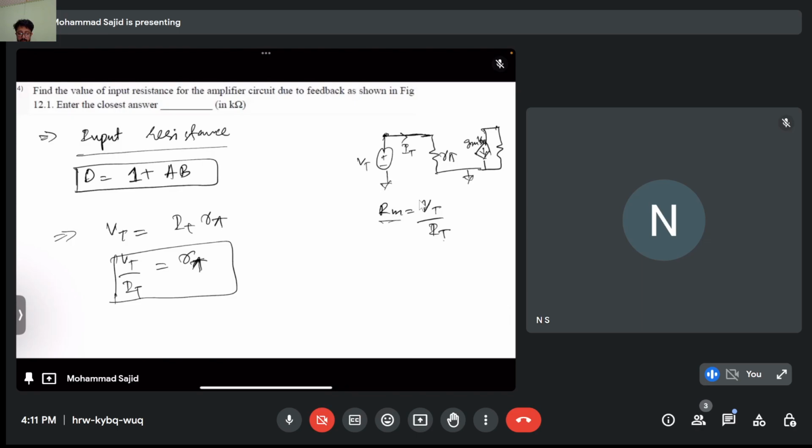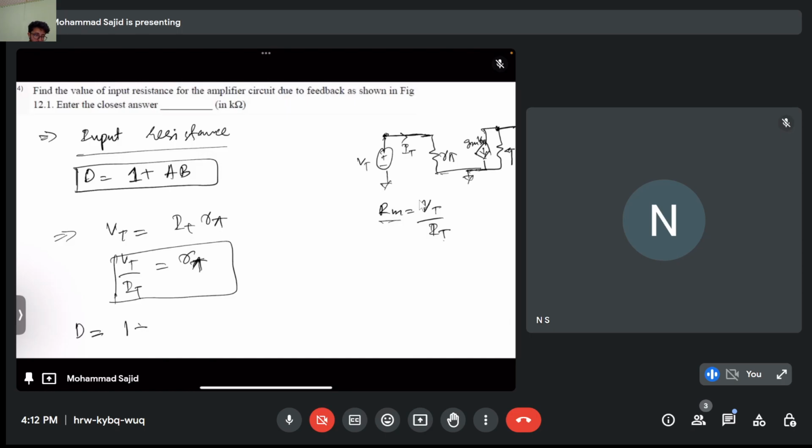And similarly at output, you will attach the test source at the output, then you will see how you can calculate the output resistance. This has been shown, you can watch the videos, and here we will directly use the formula to calculate the input resistance and output resistance. And for this circuit we have the feedback element for the negative feedback, that is 1 plus AB. Let's first calculate what this value is.